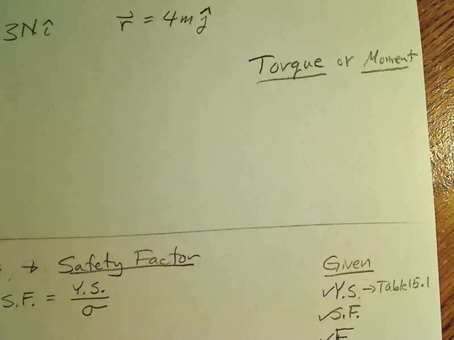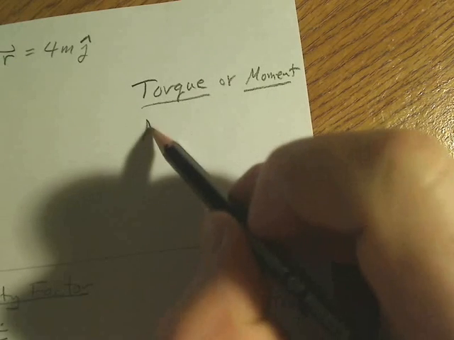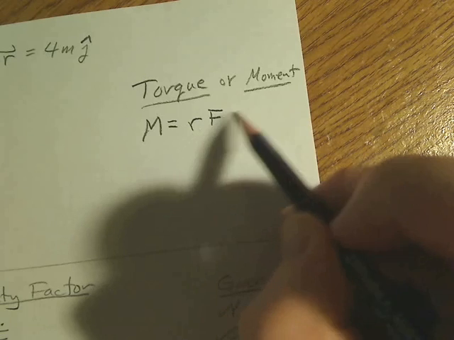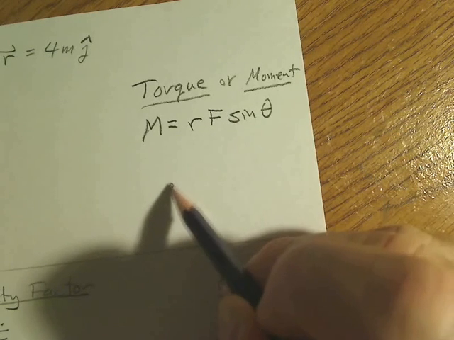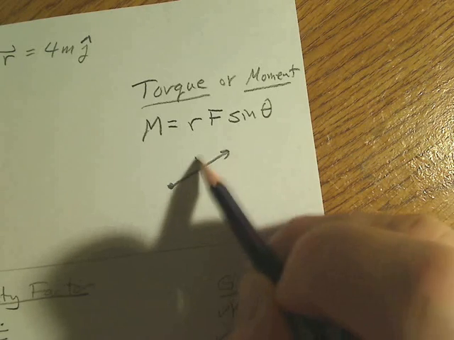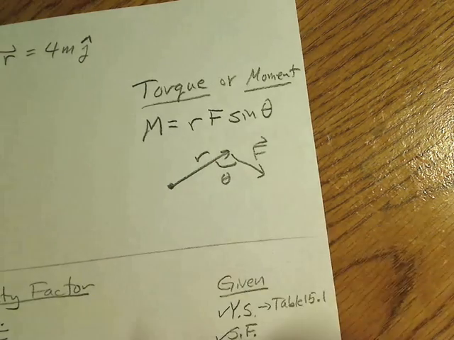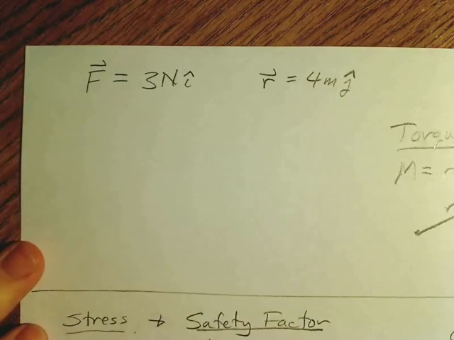Another kind of problem that we've been working on is those dealing with torque, also known as moment. The moment, or torque, is equal to the lever arm times the force times the sine of the angle between these two vectors. So you have a point of rotation, you have a lever arm R, and you have a force F. Theta is the angle between them. It's not always 90 degrees. Not always that, but it is in some of these cases like these two.